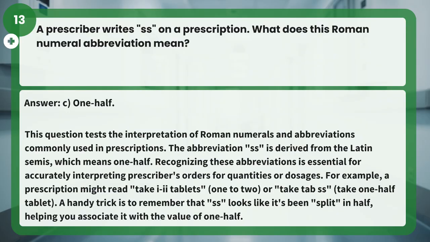Answer: C. 1/2. This question tests the interpretation of Roman numerals and abbreviations commonly used in prescriptions. The abbreviation SS is derived from the Latin semis, which means 1/2. Recognizing these abbreviations is essential for accurately interpreting prescribers' orders for quantities or dosages. For example, a prescription might read "take 1 to 2 tablets," or "take tab SS," take 1/2 tablet. A handy trick is to remember that SS looks like it's been split in half, helping you associate it with the value of 1/2.